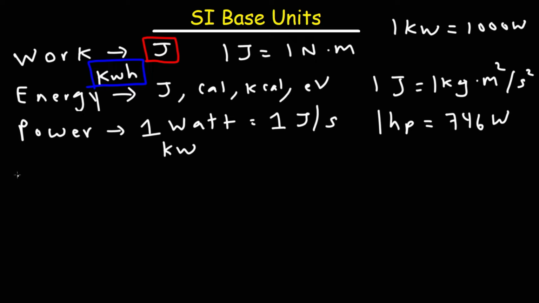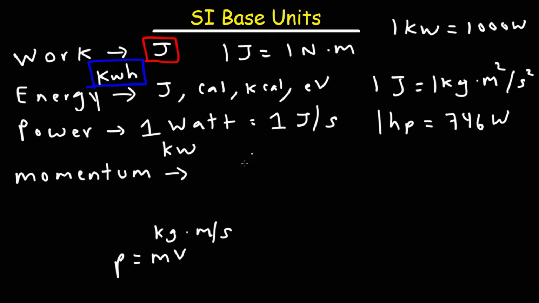Now let's talk about momentum. Momentum is basically mass in motion. It's represented by this symbol, lowercase p. It's mass times velocity. Mass is in kilograms, velocity is meters per second. So momentum is just kilograms times meters per second.